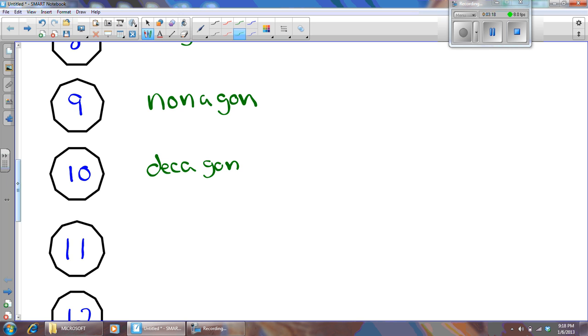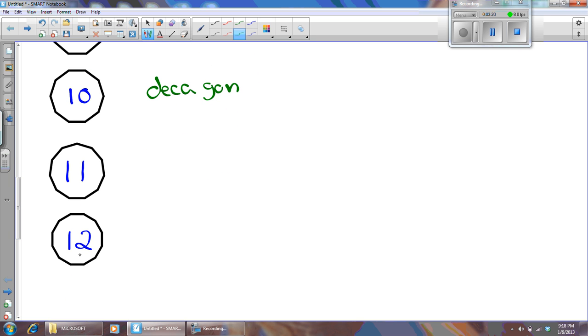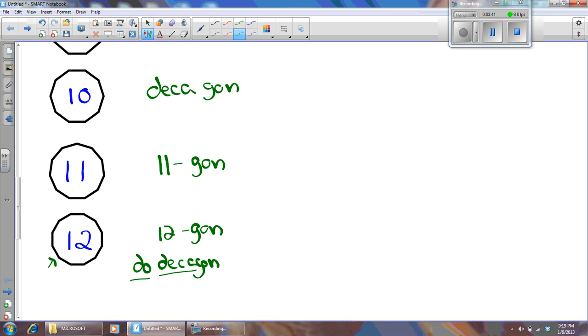Now, over 10, most of them don't have names. Like 12 has a special name, a dodecagon. But what's considered acceptable after 10, you're allowed to call it an 11gon. And 12 can be called a 12gon. I know the name dodecagon. Do is 2 and deca is 10. All right. But 12gon is totally acceptable.